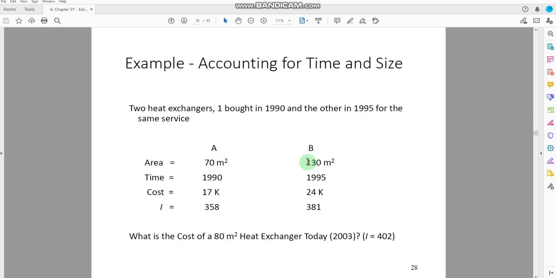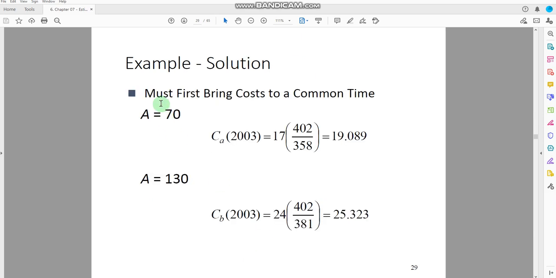For B, the size of the heat exchanger is 130 meters square, time is 1995, cost is $24,000, and the index value is 381. And then we have to calculate the value for the cost in year 2003 with the index 402 and with the new capacity. So we will see what are the different equations we have to use to get the value for this new cost. Okay, now we must first bring the cost to the common time.